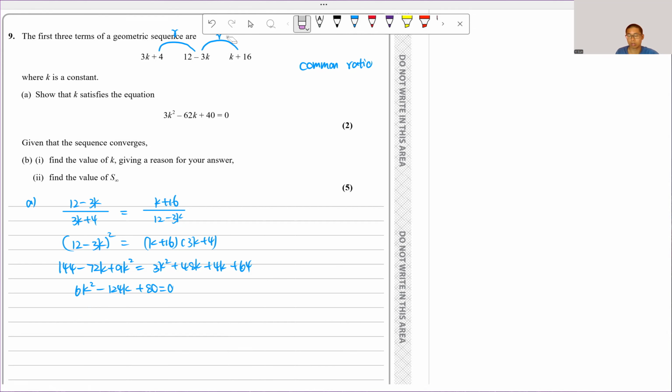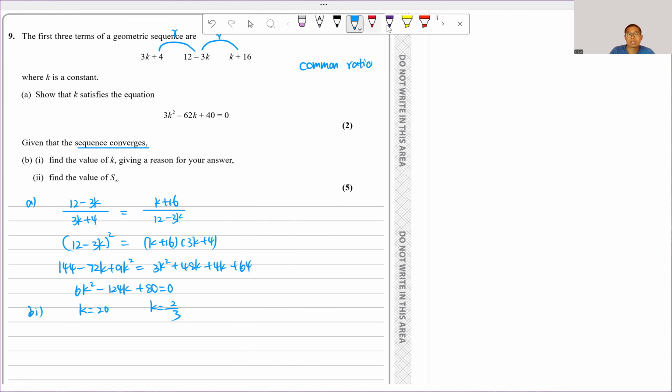So we have 6, negative 124, and then 80. We have k is either equal to 20 or k is equal to 2 over 3. So there are two possible values. That's for part B I. But they said, given that the sequence converges, find the value of k, so that means maybe one of the answers is not correct because the sequence has to be convergent.